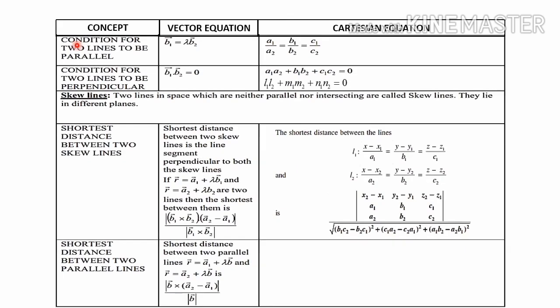Next, condition for two lines to be parallel, that is vector b1 is equal to lambda into vector b2, or a1 by a2 equal to b1 by b2 is equal to c1 by c2. Their direction ratios are proportional, that is in Cartesian equation form.